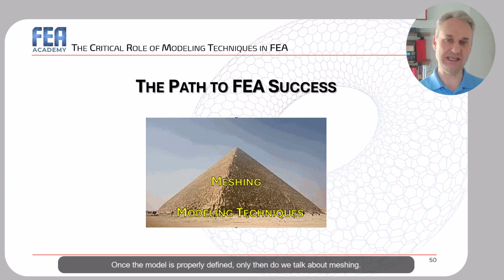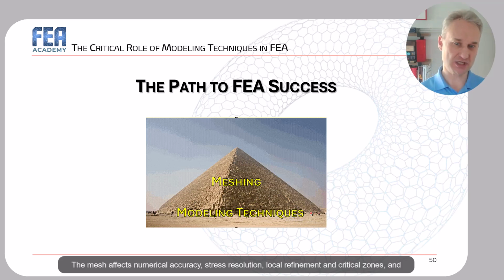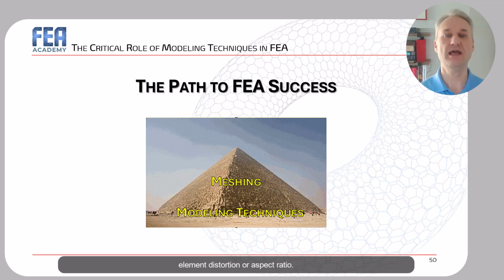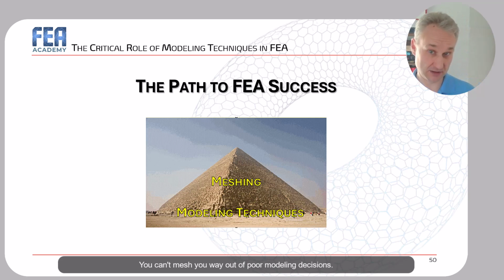Once the model is properly defined, only then do we talk about meshing. The mesh affects numerical accuracy, stress resolution, local refinement in critical zones, and element distortion or aspect ratio, for example. But remember, a great mesh can't fix a bad model. You can't mesh your way out of poor modeling decisions.